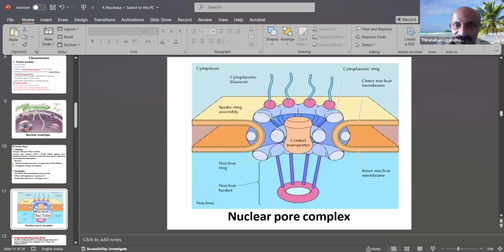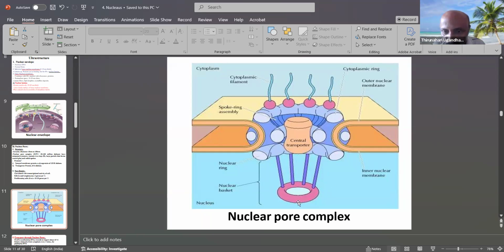In the nuclear pore complex, the outer part is the cytoplasm. Inside the nucleus is the nucleoplasm. Between the two layers, the outer nuclear membrane and the inner nuclear membrane, is the perinuclear space. There are cytoplasmic filaments, cytoplasmic rings, the outer nuclear membrane, and the inner nuclear membrane. Between them are the central transport, nuclear ring, and nuclear baskets.